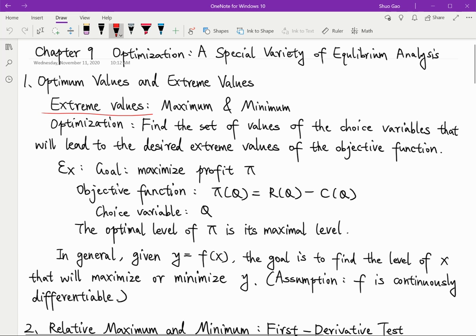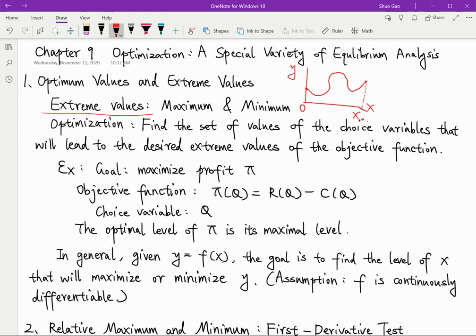Extreme values are very easy to understand. It just means the maximum value or the minimum value. If I give you a function, this is y, this is x, a very random function, with the range from 0 to x0, for example. So this is a range, right? And I give you a random function like this. I may ask you to find the maximum and the minimum value of y given the range of x.